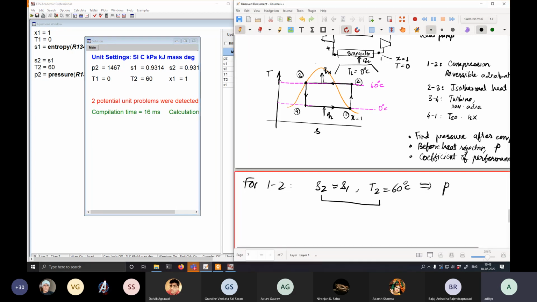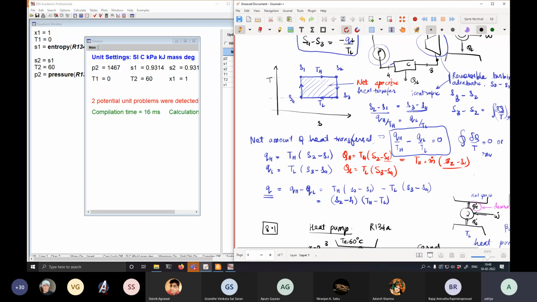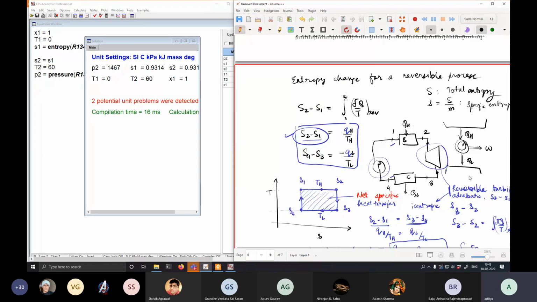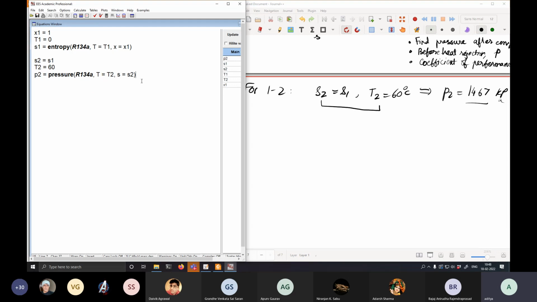P2 is equal to 1467 kilopascal. In the book it is given as 1487 kilopascal. That's okay. Small percentage error, no problem.